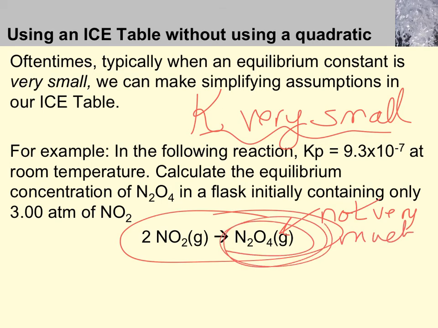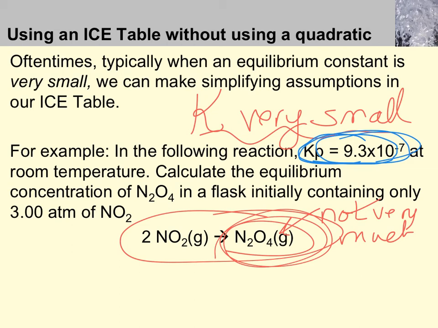And if there's not very much of that product, you'll see in the next example that x can often be neglected. In other words, the initial concentration can often be assumed to be the same as the final concentration. So this is a perfect example of a time when it's okay to neglect x. Look at this value of Kp: 9.3 times 10 to the minus 7. That's tremendously small. That means that the amount of product formed is almost negligible.